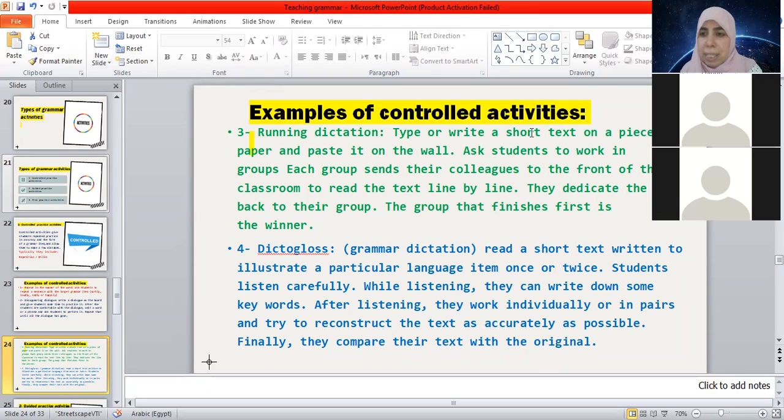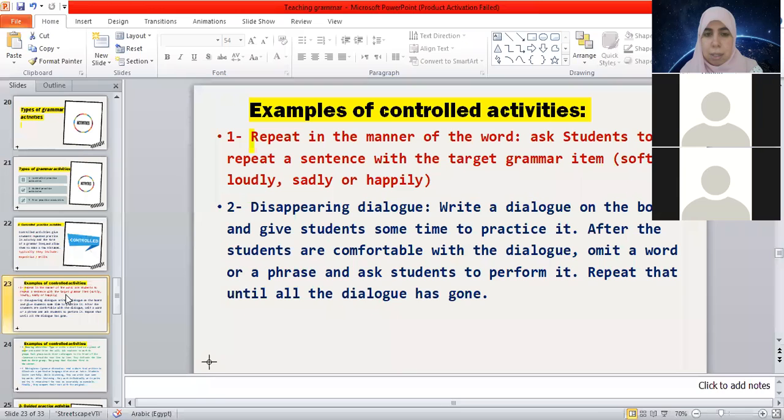It's all about the teacher. So the teacher here controlled the activity. Why? Because the aim here is accuracy, and I want my students to improve their accuracy and master the form. So let's say them again. Repeat in the manner of the word repetition, but in different ways.